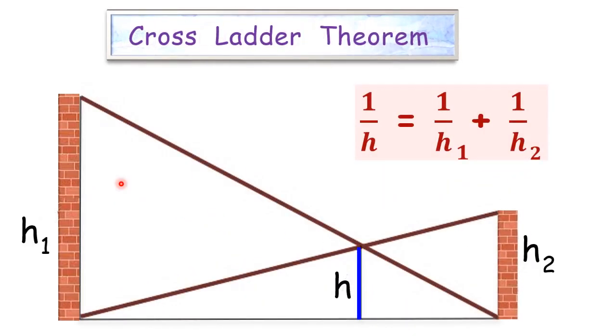For proof of double cross ladder theorem, we'll be using the single cross ladder theorem, the proof of which we have discussed in video number 38. So here, if two ladders are crossing each other, then the height at which they are crossing is given by this formula. That's 1 by h is equal to 1 by h1 plus 1 upon h2. This particular formula we'll be using to derive our formula for double cross ladder theorem.